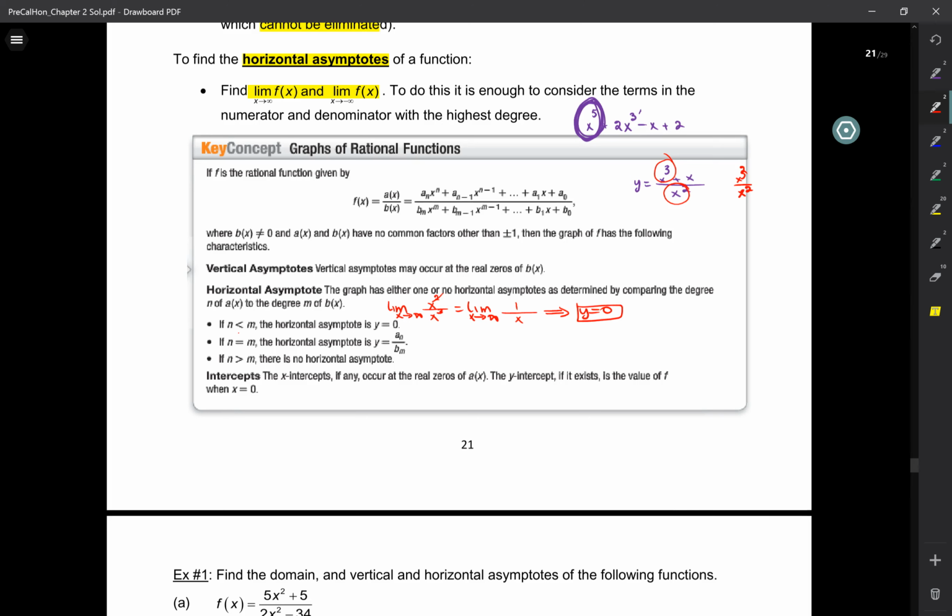Okay, what if the exponents are the same? So what if you have the limit as x approaches infinity of 2x squared over 2x cubed? Then these cancel and you just end with 1. So the asymptote is y equals 1. Now what if the numerator has a higher exponent? Well, in that case, there is no horizontal asymptote.